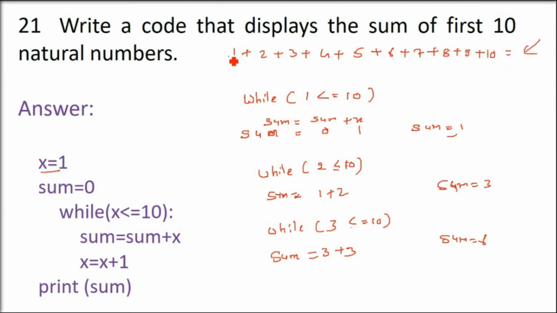First we started with 1, added 1 with 0 because sum was 0. So in the first iteration, sum will be 1. In the second iteration, sum is 1 and we add 2, so it will be 3. In the third iteration, sum is 3, we add 3, so it will be 6. This is how it's going to work. This is what the code asked, and I just tried to explain it.